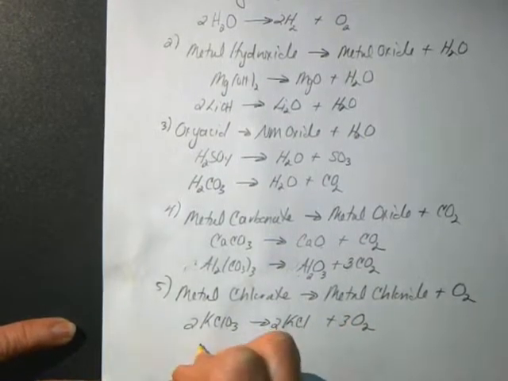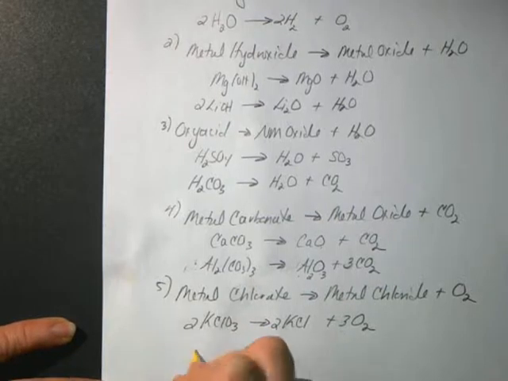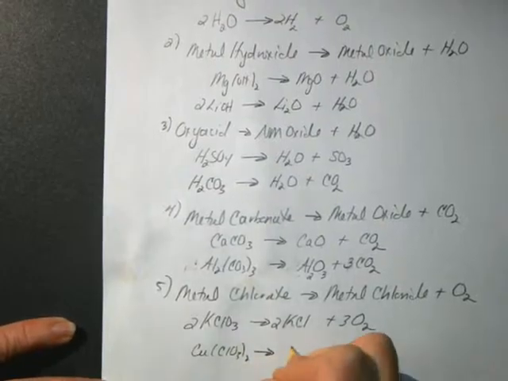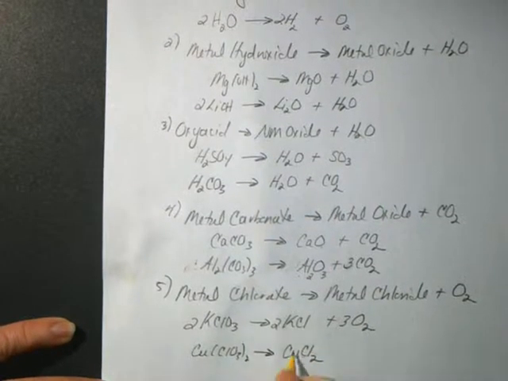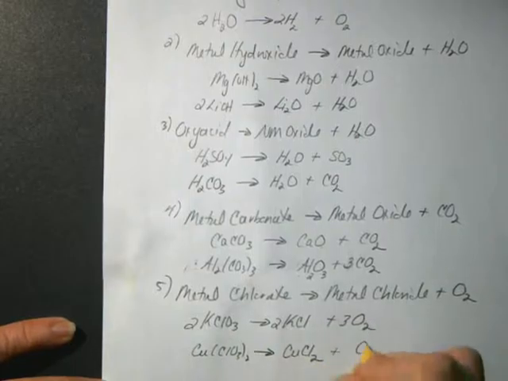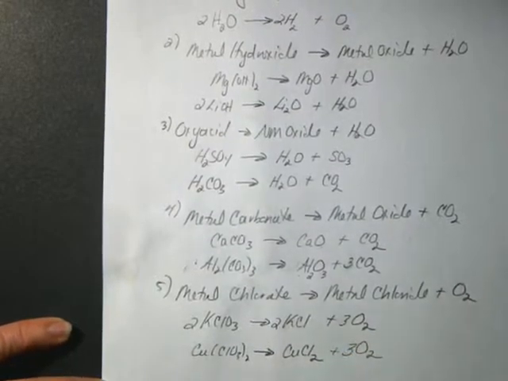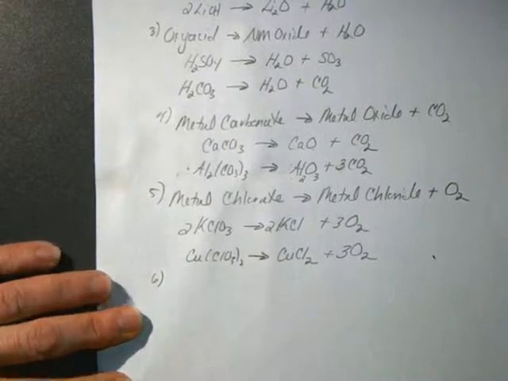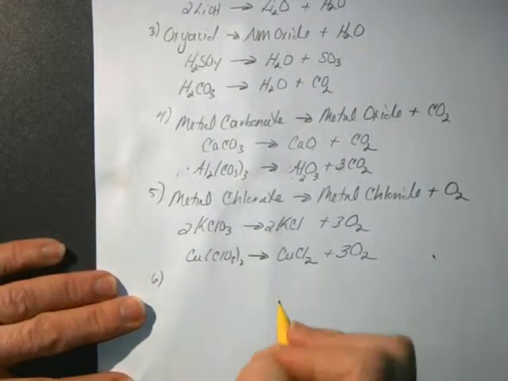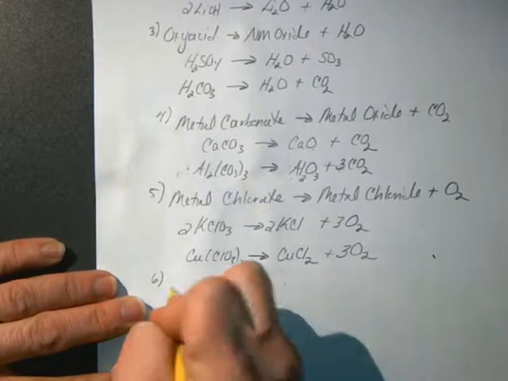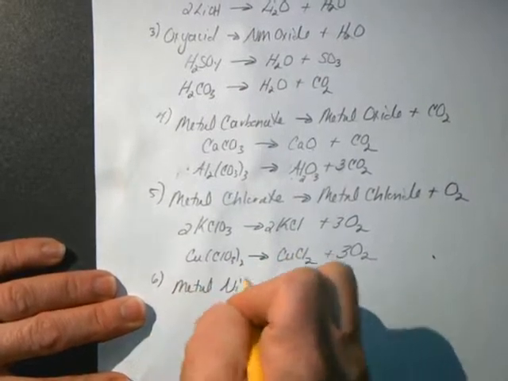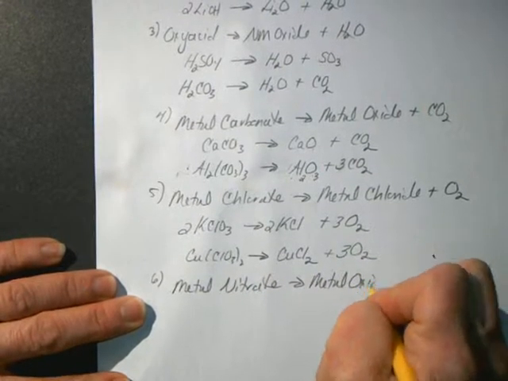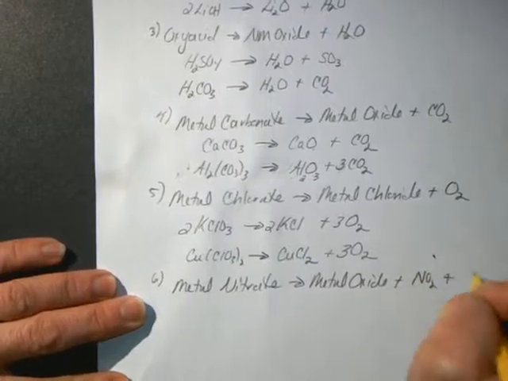If we would decompose, let's say, copper 2 chlorate, we will form copper 2 chloride, so +2, -1, CuCl2 plus O2, and we will need a 3 there to balance. The other, more rare, just like the ammonia plus the acid is a rare composition, a rare decomp is of a metal nitrate. If a metal nitrate is decomposed, we actually get 3 products. A metal oxide plus NO2 plus O2.